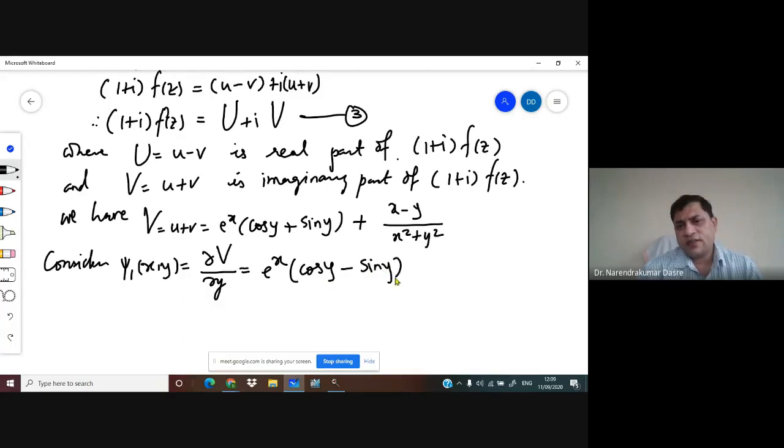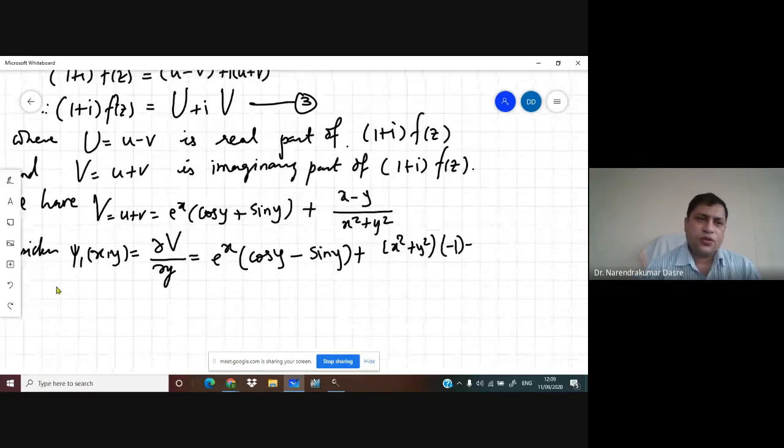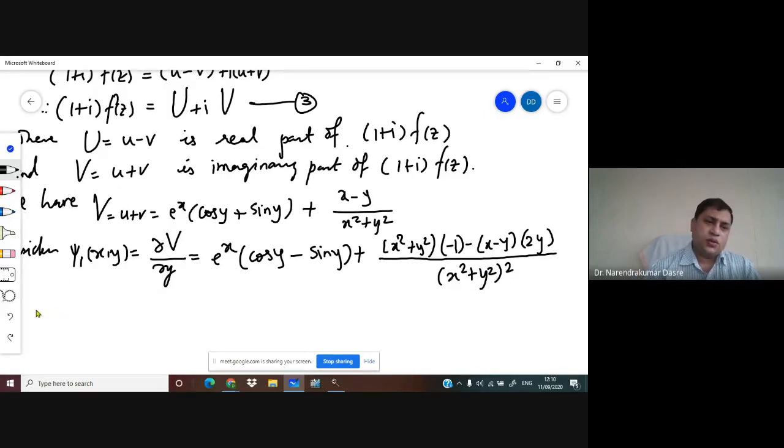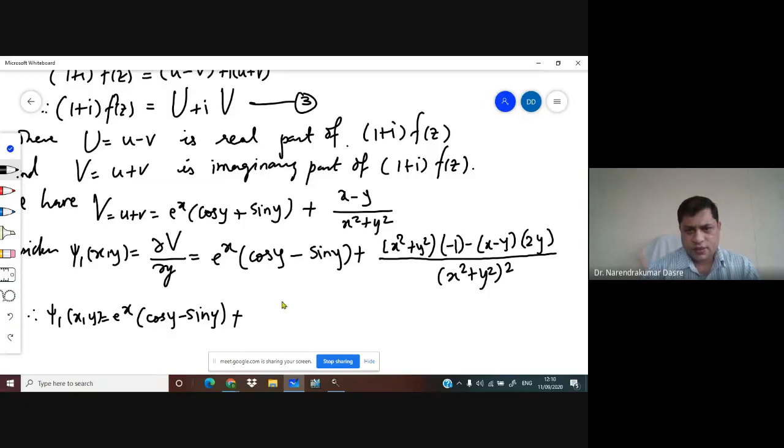U is equal to u minus v is the real part of 1 plus i f of z, which is an analytic function, and V is u plus v is the imaginary part of the analytic function 1 plus i into f of z. So what is given to you? So we have V is equal to u plus v is equal to e raised to x into cos y plus sin y, plus x minus y upon x square plus y square. So this is given. Now we know this is the imaginary part, so we have to proceed like imaginary part.